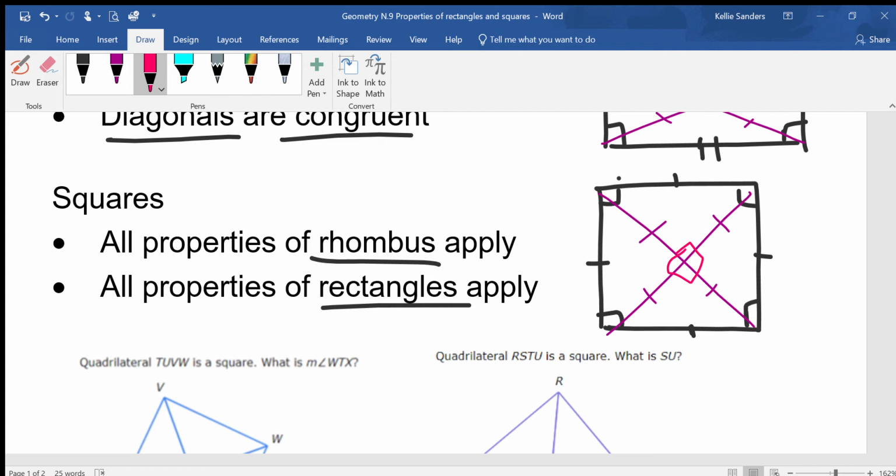Every square is a rhombus. Every square is a rectangle, but not every rectangle is a square. Not every rhombus is a square. Okay, let's see what we got.